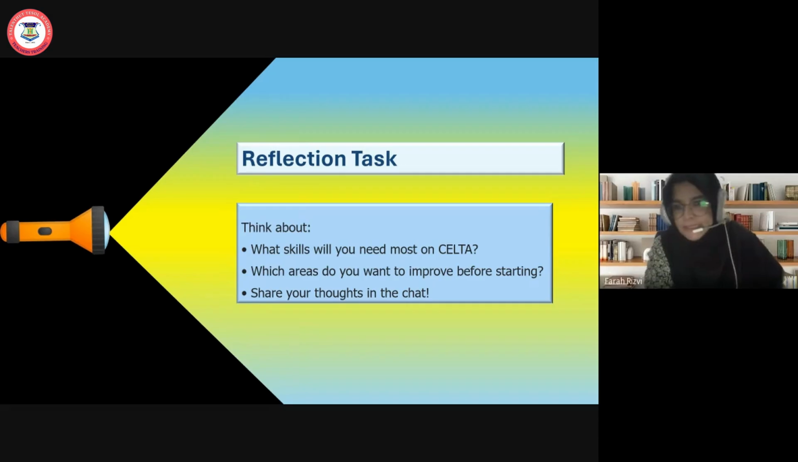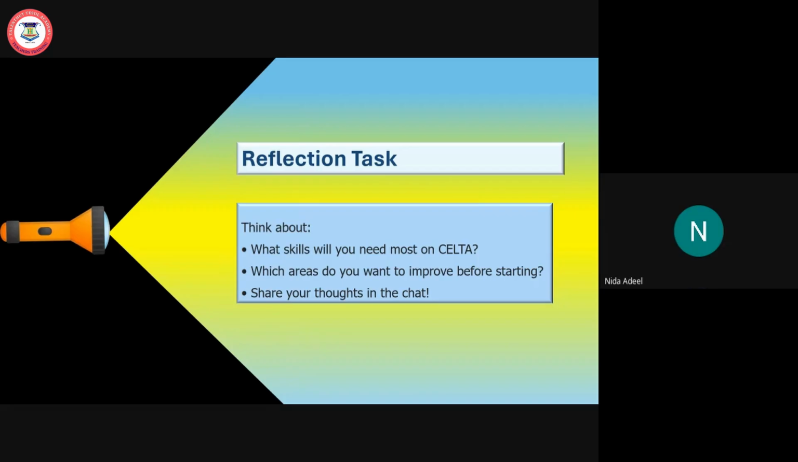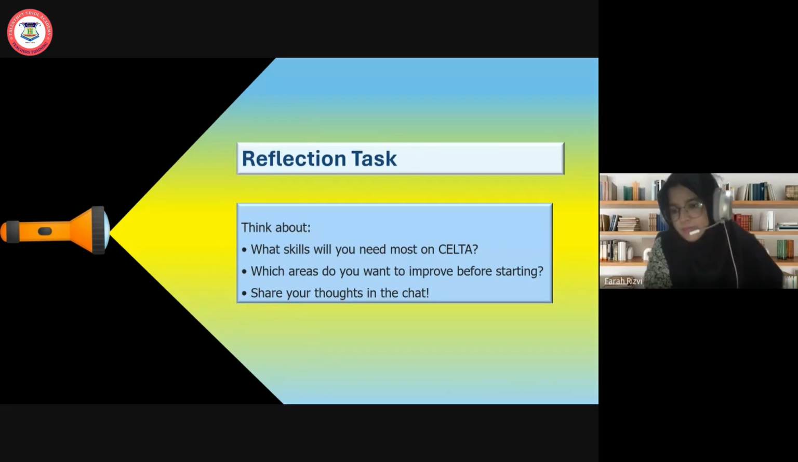Anyone else? Nida has raised her hand. The skills I'll need most on CELTA, I think, are classroom management, lesson planning, clear instruction, teaching grammar and vocabulary, and monitoring learners and reflecting on lessons. The areas I want to improve are teaching methodology like PPP, guided discovery, analyzing meaning, form, and pronunciation, classroom language, and lesson planning speed. Okay. Anyone else?